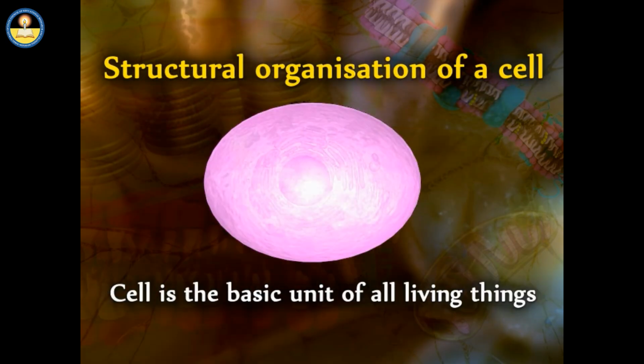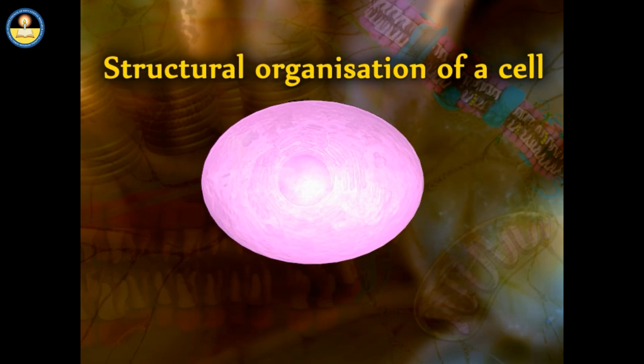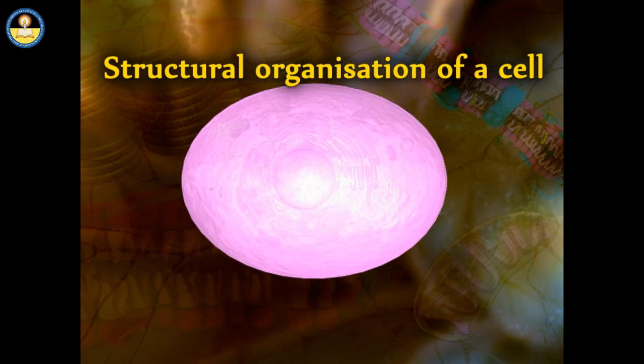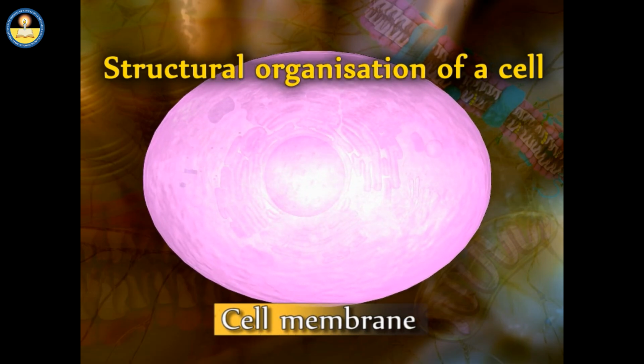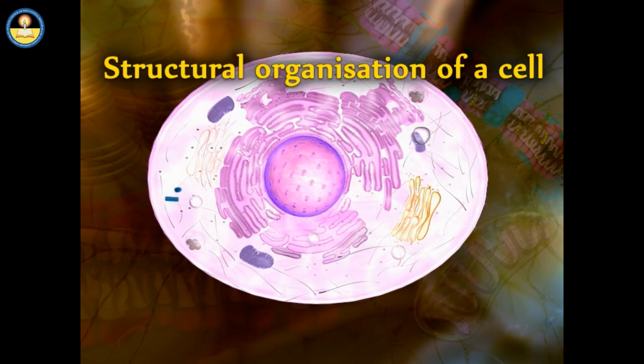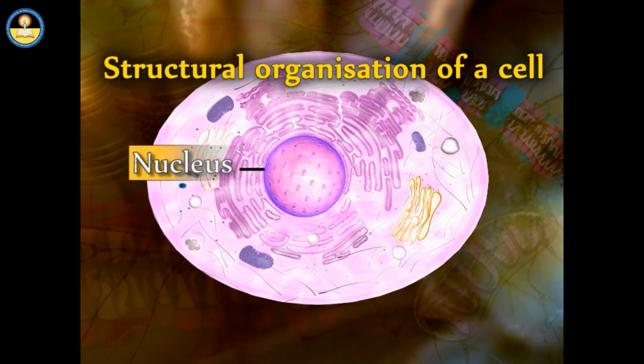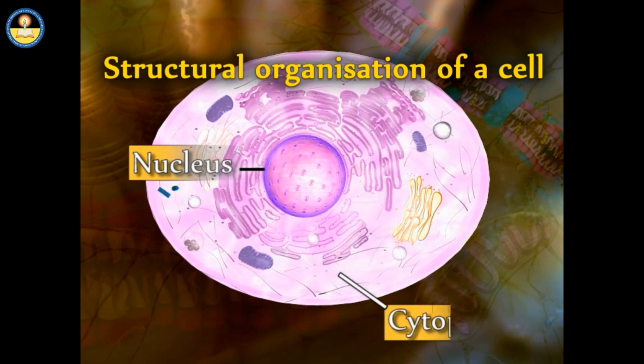Cells are the basic unit of all living things. Most of the cells have three common parts: cell membrane, nucleus, and cytoplasm.